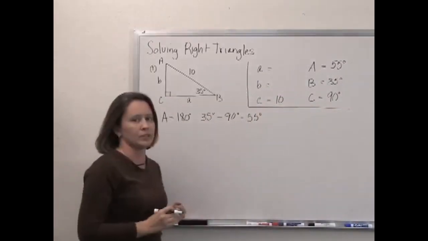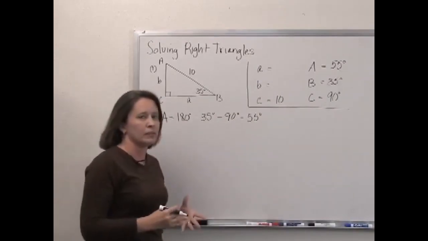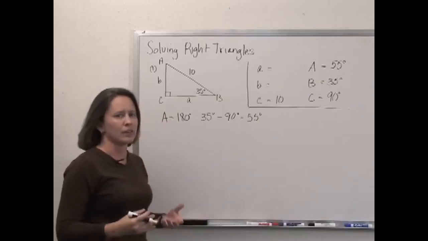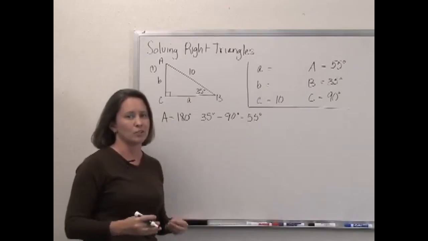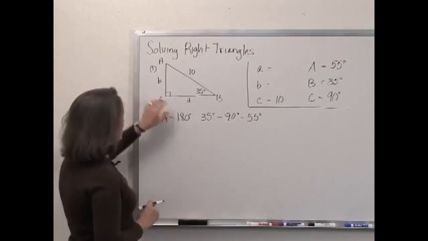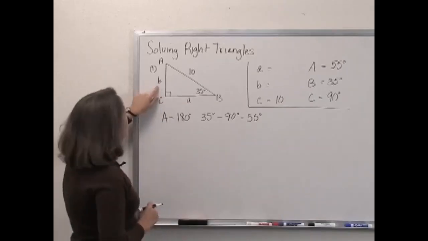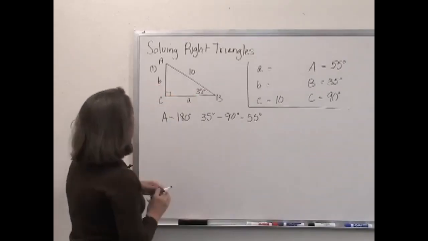Okay, so what are we going to do next? We need at least one more side before we could think about the Pythagorean theorem or anything, so we're going to have to use trig. We'd like to use one of those 6 trig ratios that we've learned. We have some choices. Let's find B first. B is the side opposite 35 degrees.